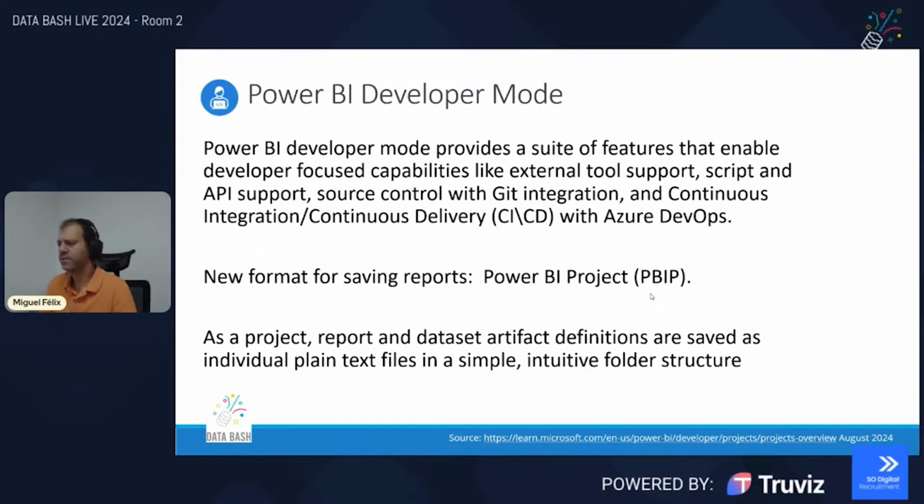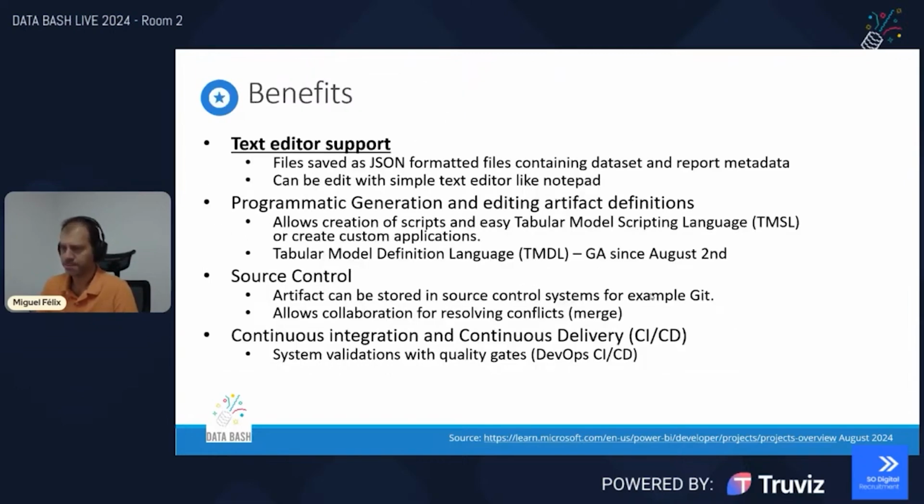This also brings on top of the table the Git integration and continuous integration and continuous delivery, but we don't need to have that CI/CD to take advantage of Power BI developer mode. It's not only for full-time developers, it's for anyone that is developing in Power BI. As I say in the bottom part, as a project, the report and dataset artifact definitions are saved as individual plain text, in a very simple and intuitive folder structure. So it's very easy to read and understand where all the information about our report is.